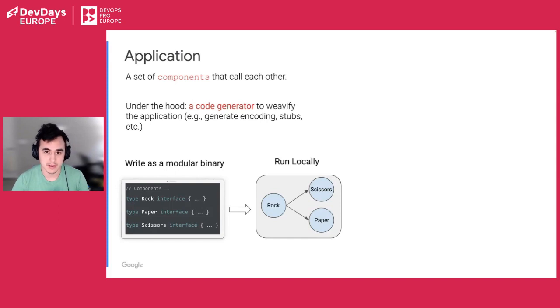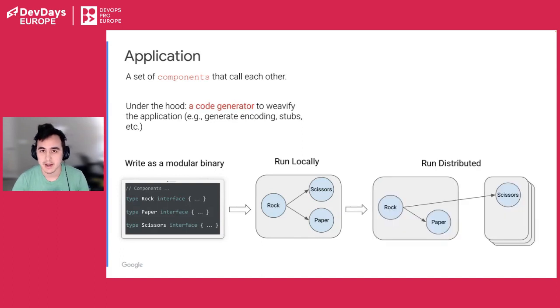Then we're going to compile this to a single binary, as I said, and we have a number of different ways we can deploy it. If we run it locally, then maybe all three components are placed in the same OS process locally just for testing, and all the communication between components is done directly as method calls.